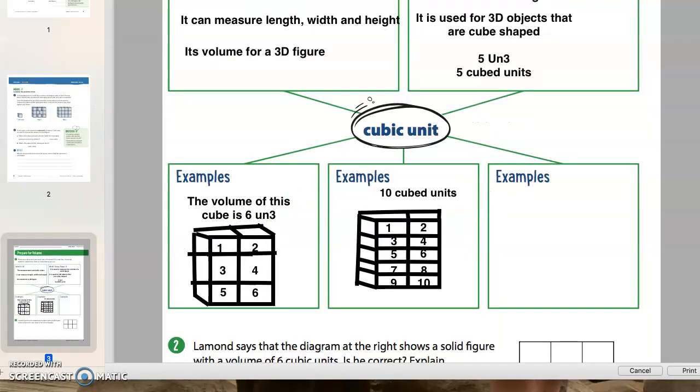Okay, so I went ahead and did the volume. So the volume of this is 6 units cubed. And you can tell that because I drew 3D blocks and I labeled the front face. So here's 1 block, 2, 3, 4, 5, and 6. So you want to make sure you're drawing it in 3D because that's why it's cubed. These are all cubes stacked on top of each other. And then I did one with 10 cubed units. So just make sure you have the slants going back here so you can see that it's a 3D block.